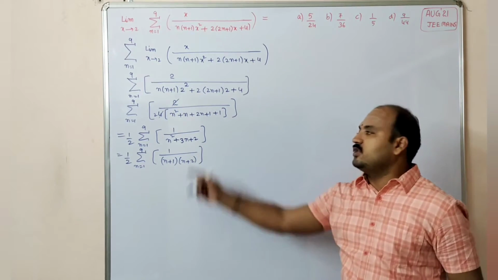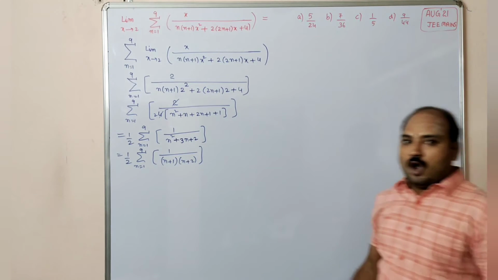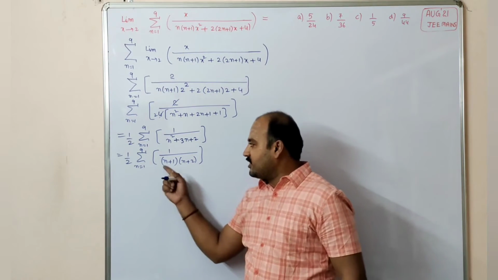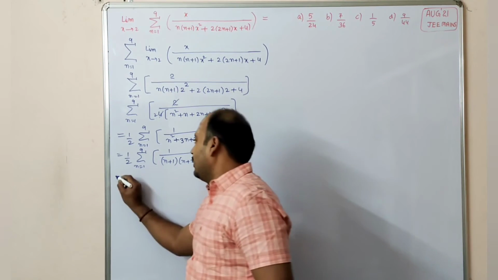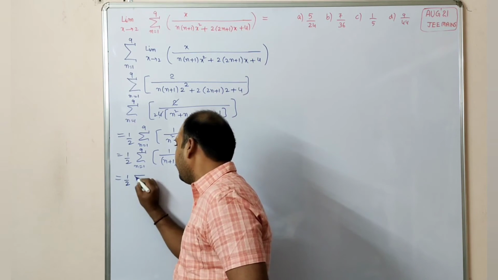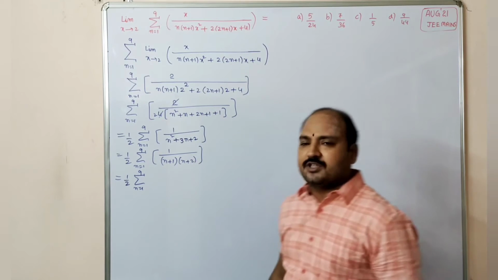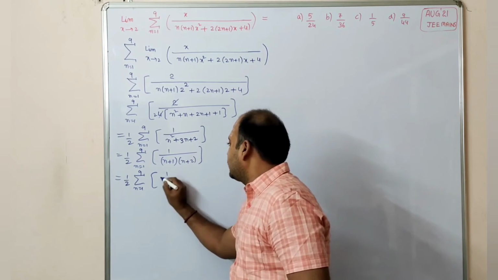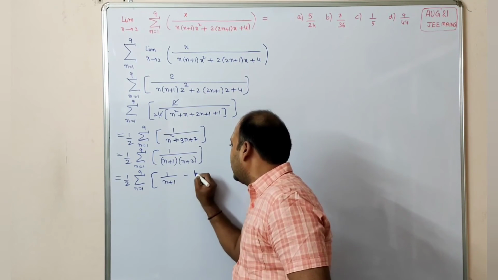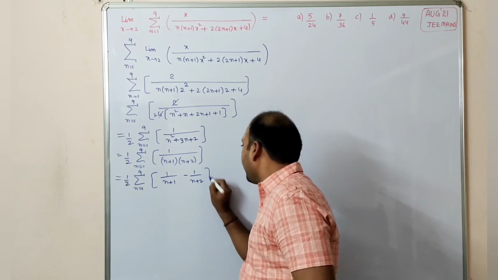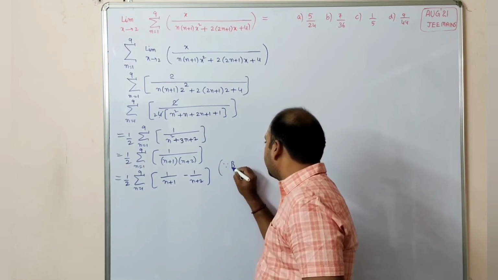See the product of these two equals a quadratic expression. After that, using partial fractions, this can be written as, directly I am writing here. Everyone able to understand, those who know about partial fractions. This can be done as 1 by n plus 1 minus 1 by n plus 2 by using partial fractions.